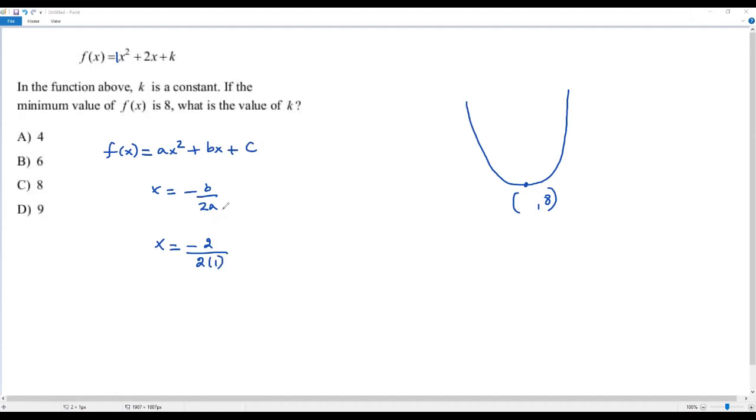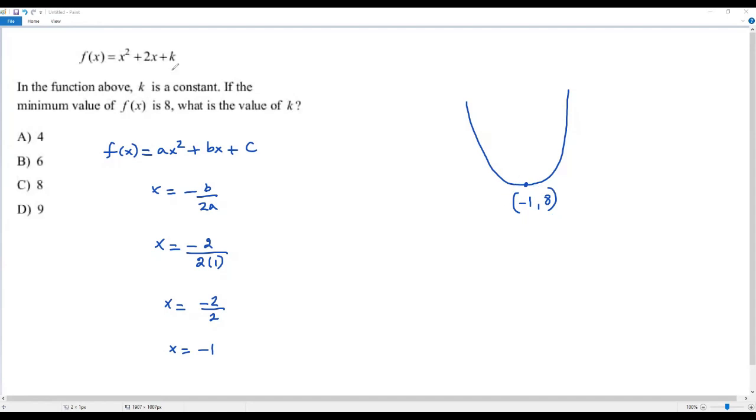We can plug in 1 for this a. Then we get x equals negative 2 divided by 2 times 1, which is 2. We get x equals negative 1. Here I got the x-coordinate of the vertex, that is negative 1. Now let me write this x-coordinate over here, negative 1. Now I got the vertex of the parabola, and this vertex is also a point on the parabola.